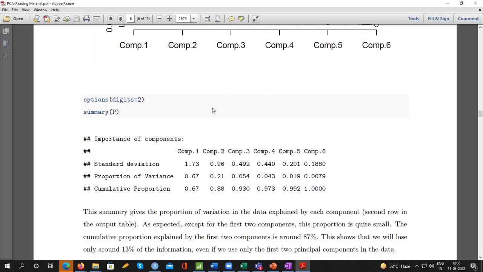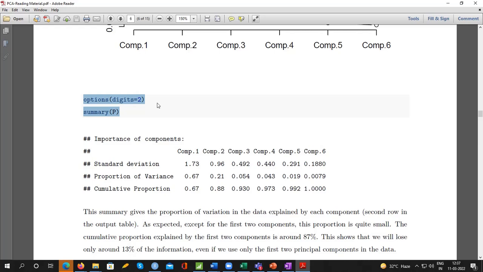We also had another method for deciding the number of important PCs, which was based on the cumulative proportion of variation, or percentage variation explained by different PCs. That is also given by R if we print the summary. By the way, what is the use of this command, options digits equal to 2? Any idea? Okay, that's homework then. Try to find out what digits equal to 2 does.